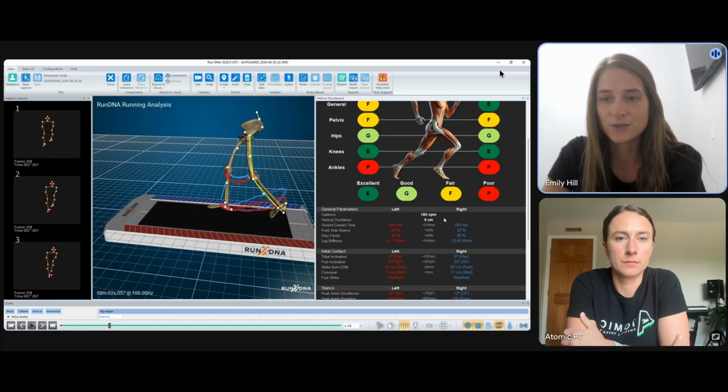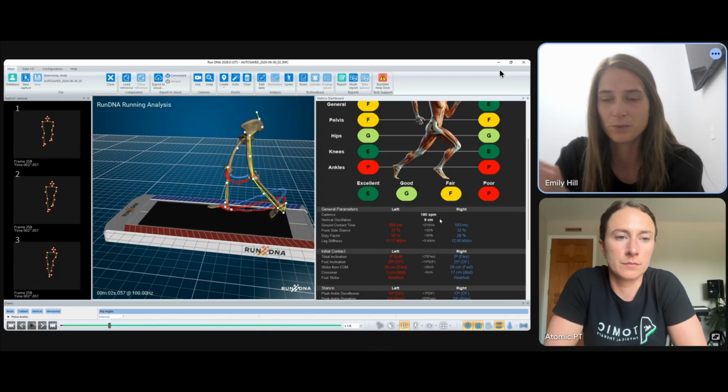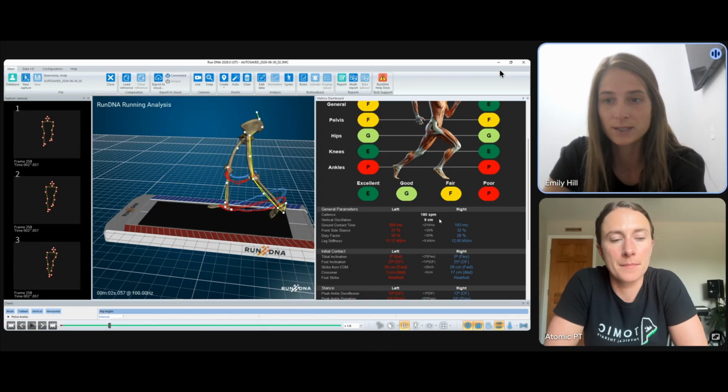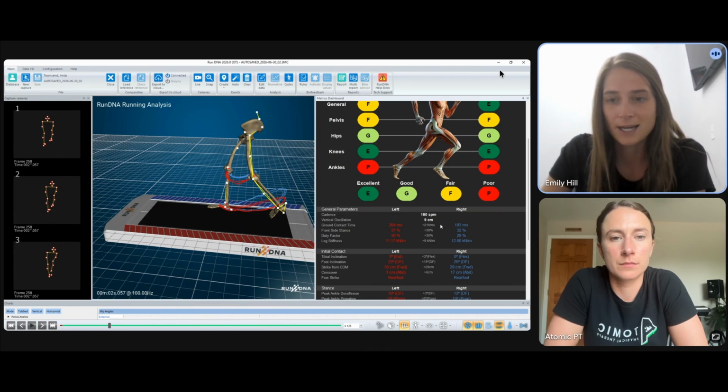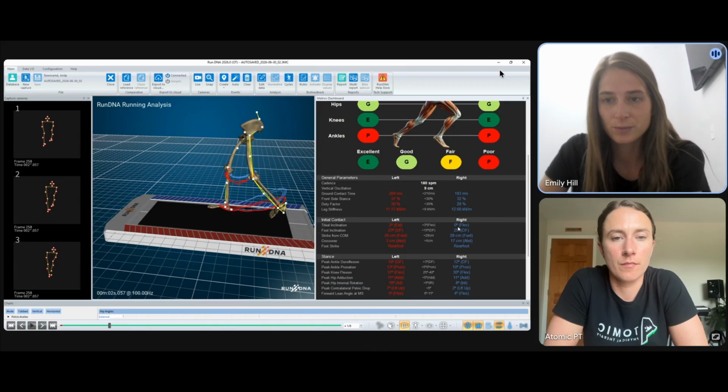We want to have that number be higher. And then vertical oscillation. So this is basically how much the runner is bouncing up and down as they're moving through this. 9 centimeters, that's pretty good. I like to see it anywhere below 10 centimeters. And then ground contact time. So we want this to ideally be less than 210 milliseconds. And you can see he's below that on both left and right leg with 204 milliseconds on the left and 193 on the right. So a little bit faster getting off that right leg than the left, but pretty comparable overall, and both are below that normative value. So that looks good.